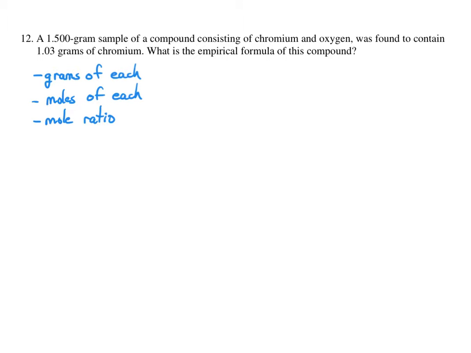Empirical formula, general protocol: grams of each, mole ratio. In this problem, we see we have a compound that contains chromium and oxygen. We're given a total mass and a mass of chromium. So we need to subtract to find the mass of oxygen.